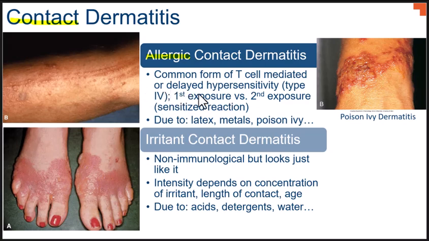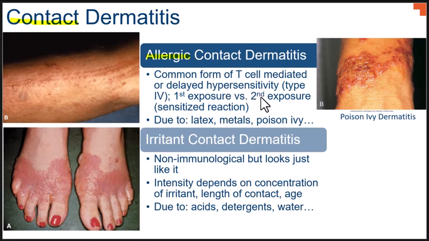With these delayed hypersensitivities, somebody can be exposed to latex and not have an issue, but then they become sensitized, and then their second exposure can create quite an allergic rash. But latex is not the only example. There are many, but just to give you a few listed here, certain metals that people are allergic to, as well as poison ivy, can create an allergic contact dermatitis.